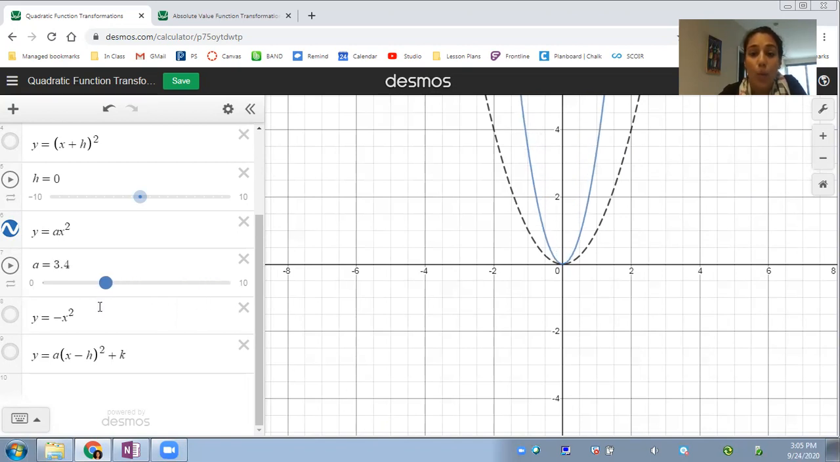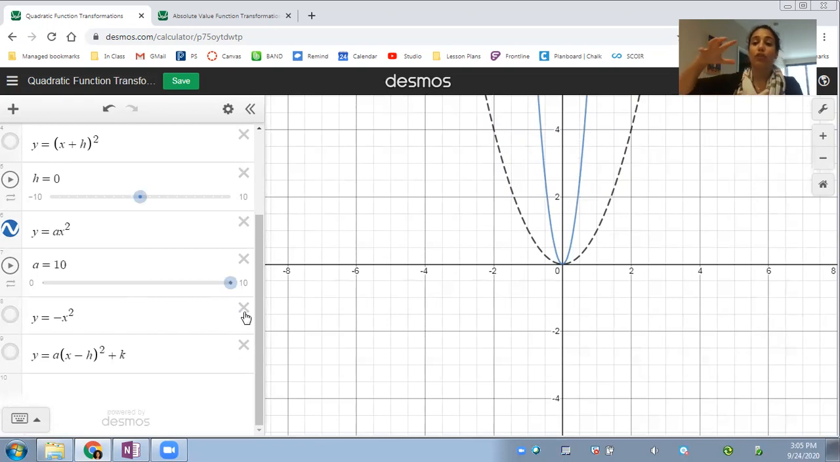Now, what happens as it gets less than 1? So here we're at 1. When it gets less than 1, it gets stretched out. Okay? So we're going to write this all out as a recap. But I just want you guys to see what's happening. So as it gets bigger and bigger and bigger, the parabola gets skinnier. It's growing at a steeper rate. This is called a vertical stretch.